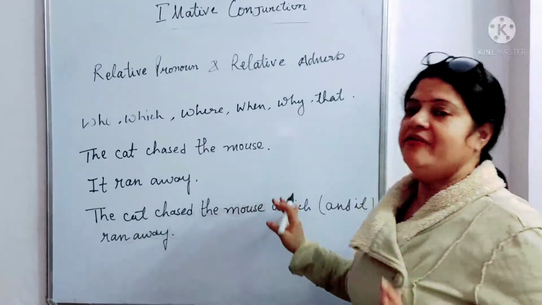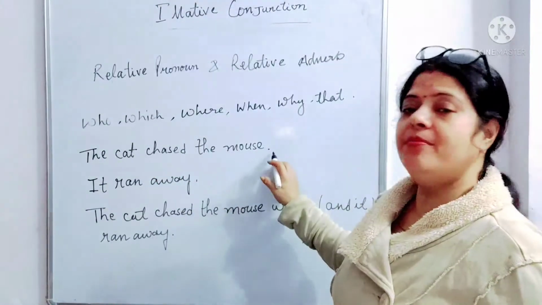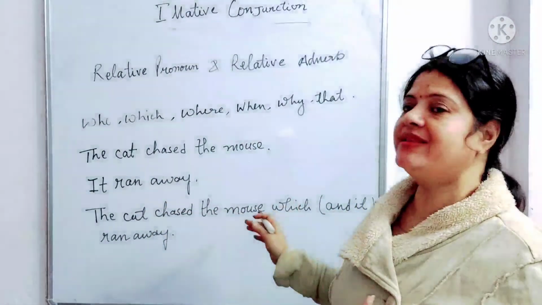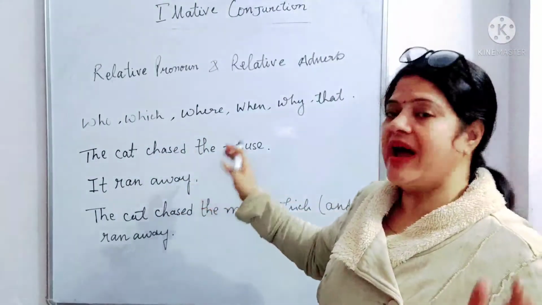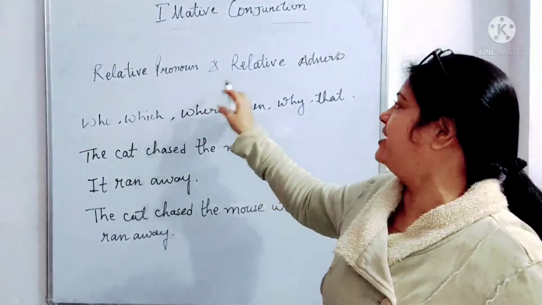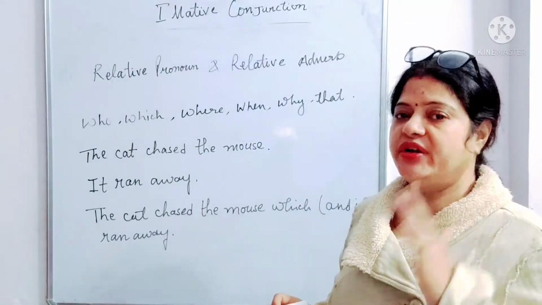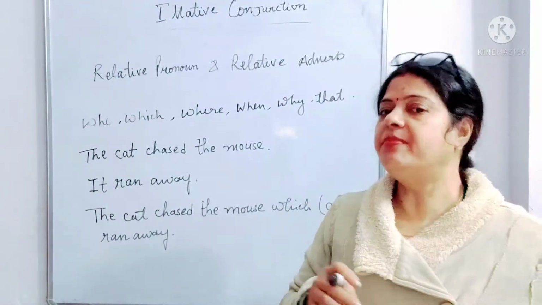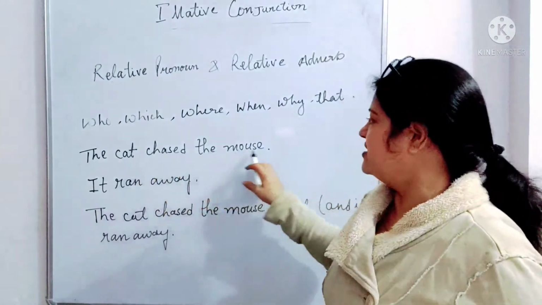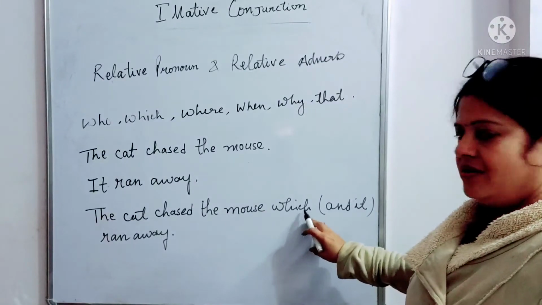Okay. So again, I've written two sentences. Look carefully. The cat chased the mouse. It ran away. Okay. So I've taken two simple sentences. Let's see how we can add these two simple sentences to make one compound sentence by using this relative pronoun and relative adverb, which of course will be used in continuative sense, not in restrictive sense. So it would become: the cat chased the mouse, which ran away.